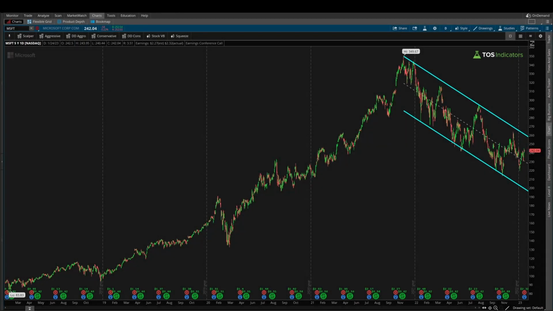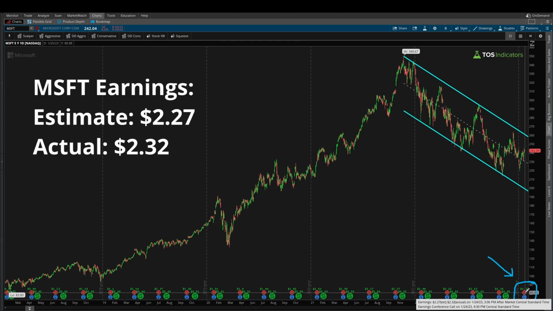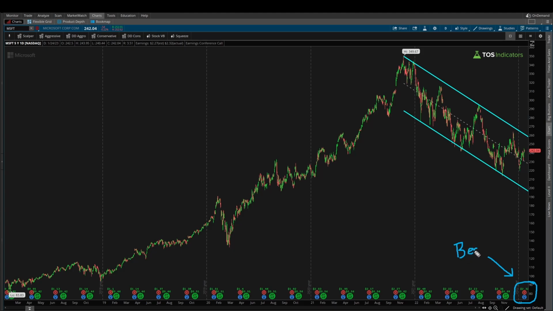In today's video, we're going to do a deeper dive into Microsoft, specifically creating a game plan to trade the day after earnings. Microsoft is one of the many stocks that reported today after the close. It beat earnings. Analyst estimates were $2.27 per share. Actual earnings, $2.32 per share. So that's how we come down to the conclusion that earnings was a beat.